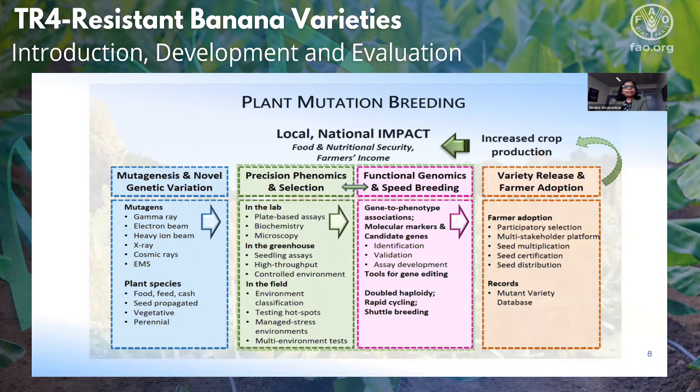The second panel shows the different types of precision phenomics and selection technologies that we help them with. On the third panel, we use functional genomics and speed breeding, including establishing genetic associations, molecular markers, use of candidate genes, and developing tools for gene editing, basically for functional validation of mutations. On the last panel is farmer adoption. We also have a mutant variety database that secures voluntarily contributed records from member states.